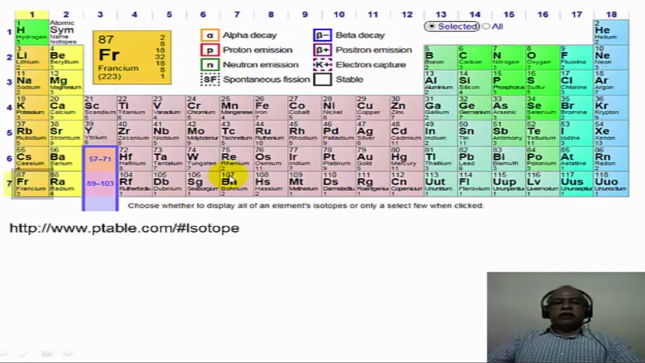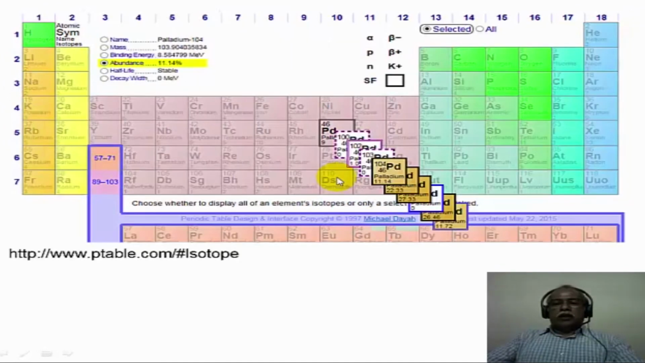So suppose I want to find out how many isotopes are available for palladium, it says 9 isotopes, and if I want to know what the 9 isotopes are, I just click on palladium, then all the 9 isotopes pop out of the screen in this fashion. Now some of the isotopes have zero abundance, which means that they are not naturally available isotopes. It may be a synthetic isotope also. And the natural isotopes are given the abundance value.